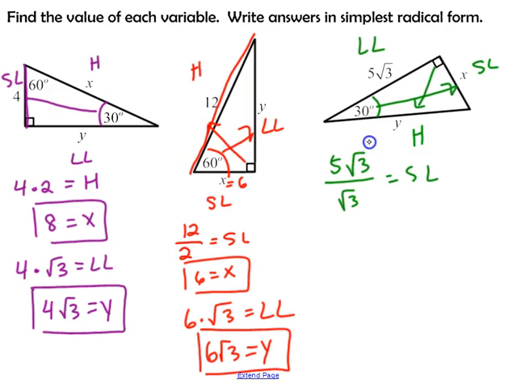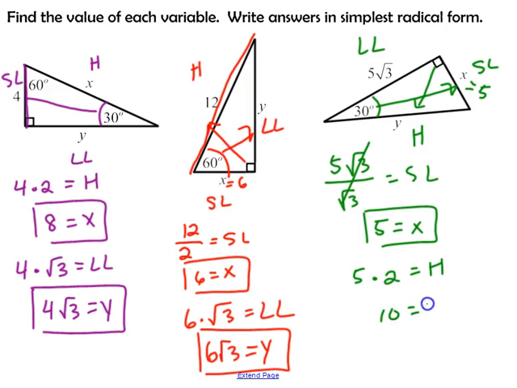So square root of 3 divided by square root of 3, that cancels, and we're left with 5 is equal to x, the short leg. Now that we have the short leg is equal to 5, we can easily find the hypotenuse, because the short leg times 2 gives us the hypotenuse. So we have 10 equal to y. So these are the basic examples.